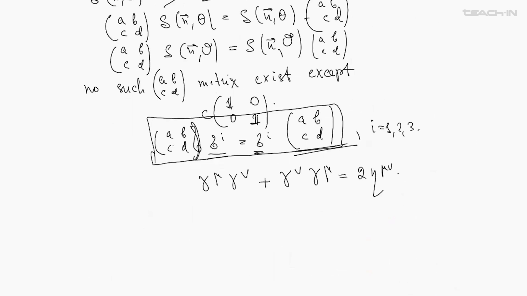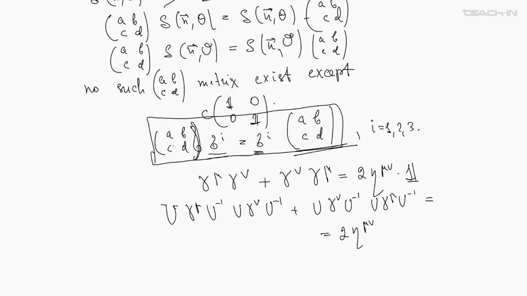So if I multiply it with U gamma mu, and then I write as U minus 1, U gamma nu, U minus 1, plus U gamma nu, U minus 1, U gamma mu, U minus 1. And on the right-hand side, you see that because I have an identity, that multiplication with U and U minus 1 does not change anything. I get 2 eta mu nu multiplied with identity. And so these matrices, which are transformed by unitary transformation, they again satisfy Clifford algebra. If you call them gamma prime, then they satisfy absolutely the same relation.